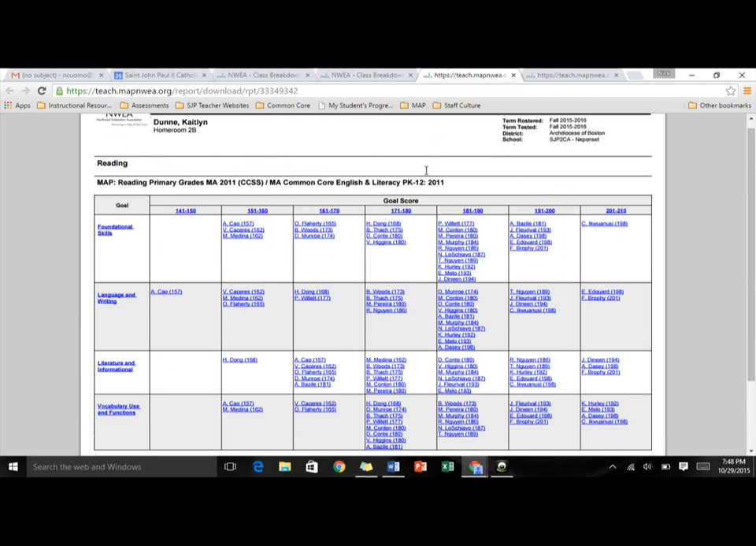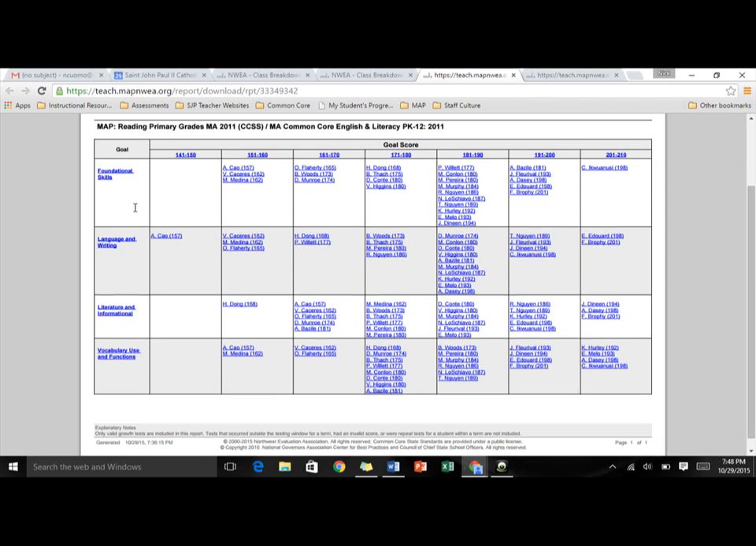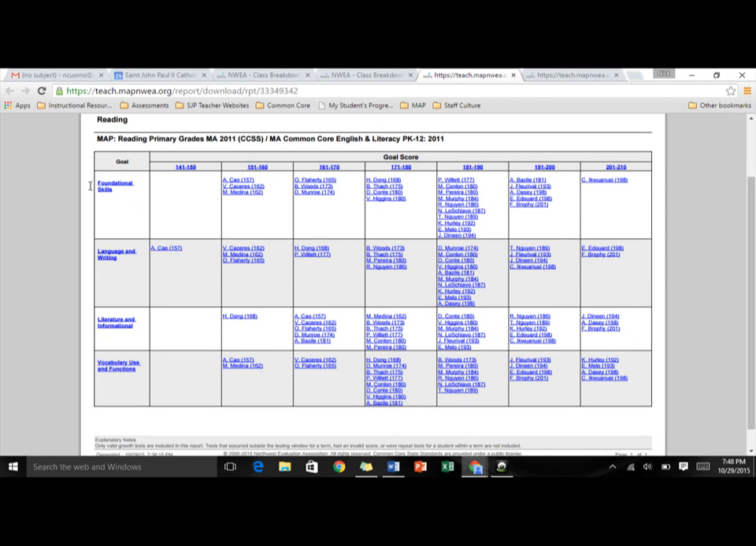And finally, looking at the class breakdown by goal report, I decided to go with the reading report, and so we have the breakdown of foundational skills, language and writing, literature and informational, vocabulary use, and function. So these are the 4 goals that add up to the reading overall goal. And every student will appear in every row.